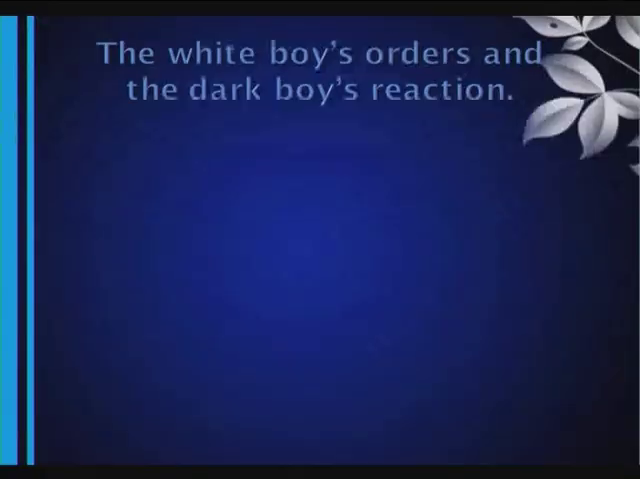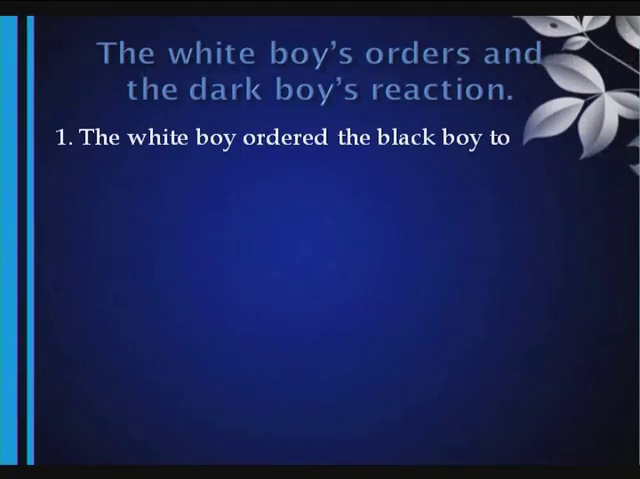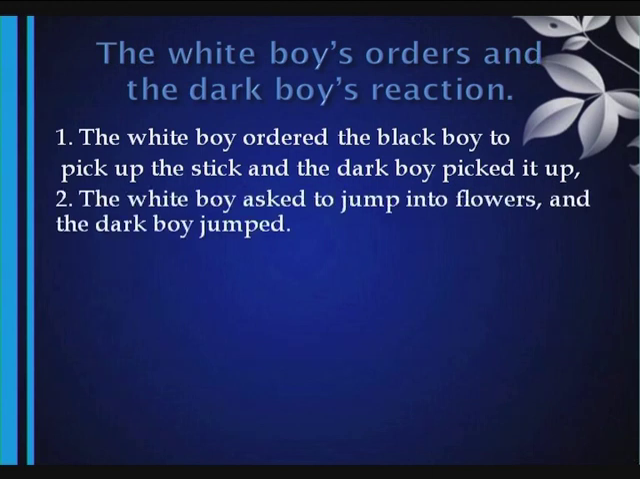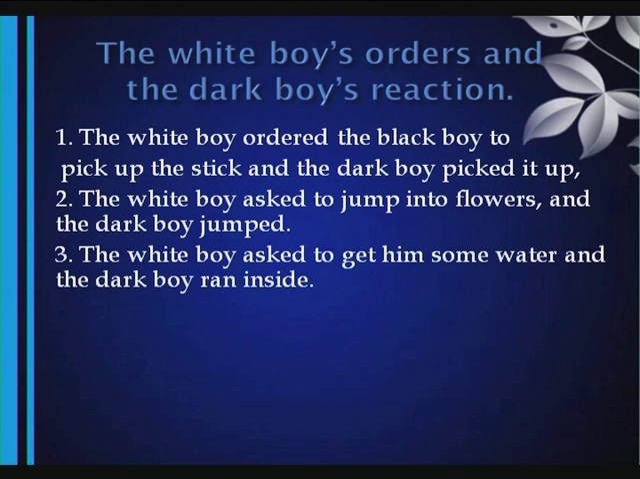The white boy was imposing orders on the dark boy. What were the orders given by the white boy to the dark boy, children? The white boy ordered the black boy to pick up the stick and the dark boy picked it up. The white boy asked him to jump into the flowers and the dark boy jumped. The white boy asked him to get him some water and the dark boy ran inside.